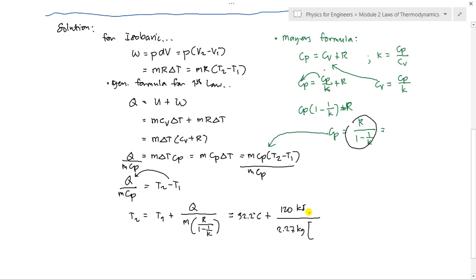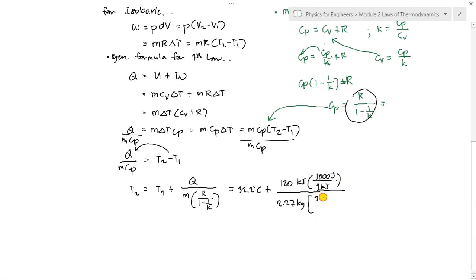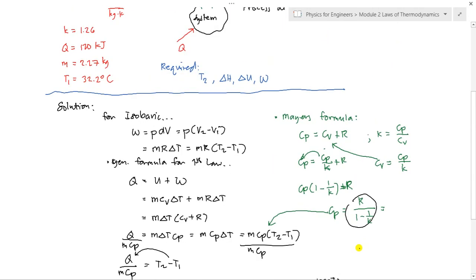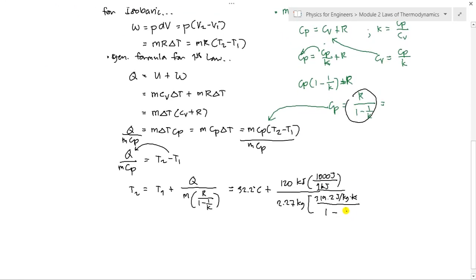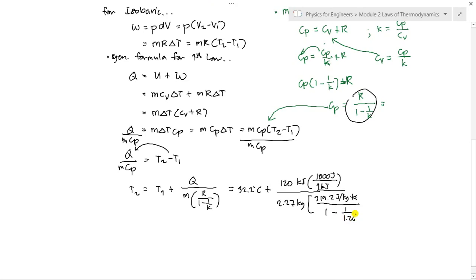Here our R is in joules, and since we have kilojoules here, it is better to transform into joules. That is 1 kilojoule equals 1,000 joules so that it cancels below. Our R is 319.2 joules per kilogram Kelvin. Divide by 1 minus 1 over k. Our k is 1.26. So 1 minus 1 over 1.26.